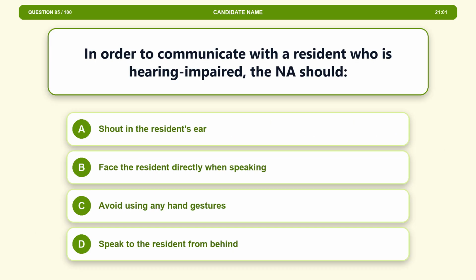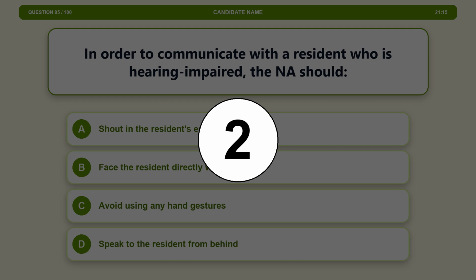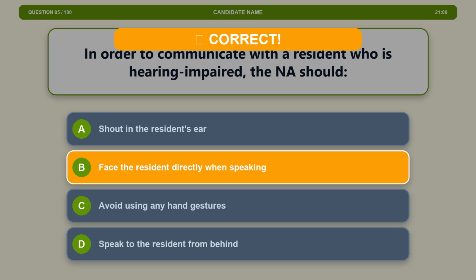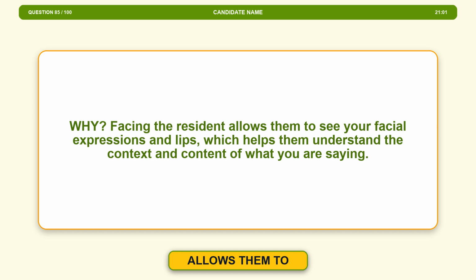Question 85. In order to communicate with a resident who is hearing impaired, the NA should: Option A, shout in the resident's ear. Option B, face the resident directly when speaking. Option C, avoid using any hand gestures. Option D, speak to the resident from behind. The correct answer is option B, face the resident directly when speaking. Facing the resident allows them to see your facial expressions and lips, which helps them understand the context and content of what you are saying.